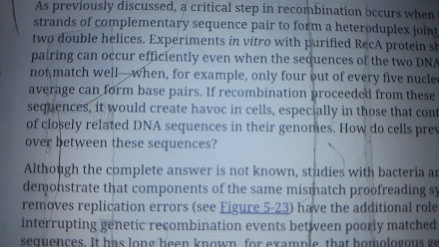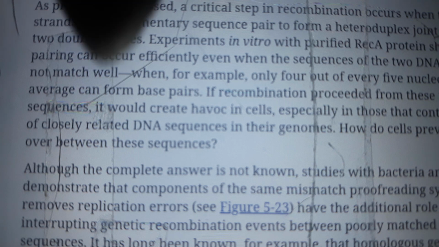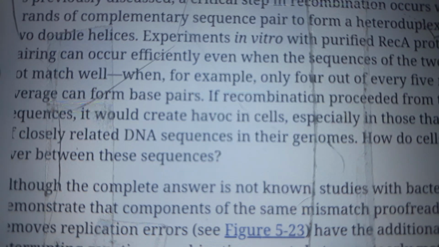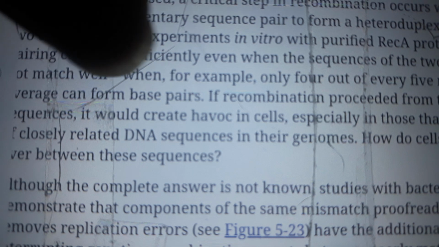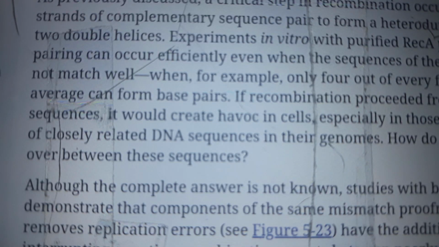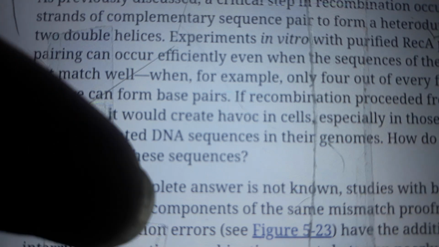Mismatch proofreading prevents promiscuous recombination between two poorly matched DNA sequences. As discussed previously, a critical step in recombination occurs when two DNA strands of complementary sequence pair to form a heteroduplex join between two double helices. Experiments in vitro with purified RecA protein show that pairing can occur efficiently even when the sequences of the two DNA strands do not match well.